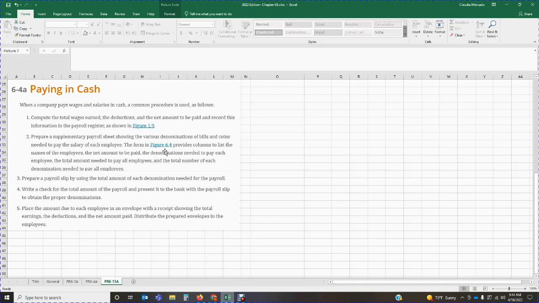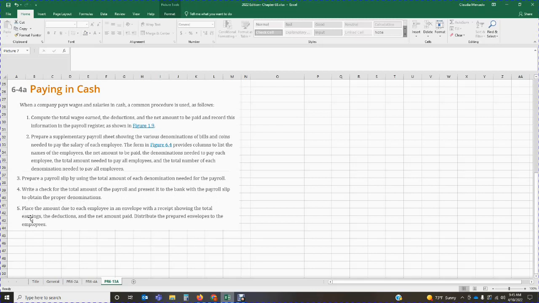There's a form in your book that gives you an example. It provides columns to list the names of the employees, the net amount to be paid, the denominations needed to pay each employee, the total amount needed to pay all employees, and the total number of each denomination needed to pay all employees. We have to prepare a payroll slip by using the total amount of each denomination needed for the payroll. We're going to write a check for the total amount of the payroll and present it to the bank with the payroll slip to obtain the proper denominations.